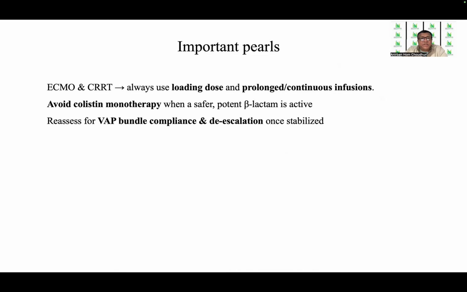So the important pearls are that in ECMO and in CRRT, one should always use a loading dose and then prolonged or continuous infusions. Avoid colistin monotherapy when a safer, potent beta-lactam is active, and one has to reassess VAP bundle compliance and go for de-escalation once the patient is stabilized.